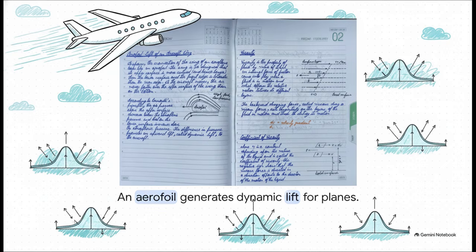Consider the cross-section of an airplane wing, which we call an aerofoil. The top surface is highly curved. This means the air traveling over the top has a longer distance to cover, so it has to move much faster than the air underneath. Faster air above equals lower atmospheric pressure on top, while the slower air below creates higher pressure. That massive pressure difference pushes the wings straight up, generating the dynamic lift that allows incredibly heavy aircraft to just soar through the sky. Mind-blowing, right?